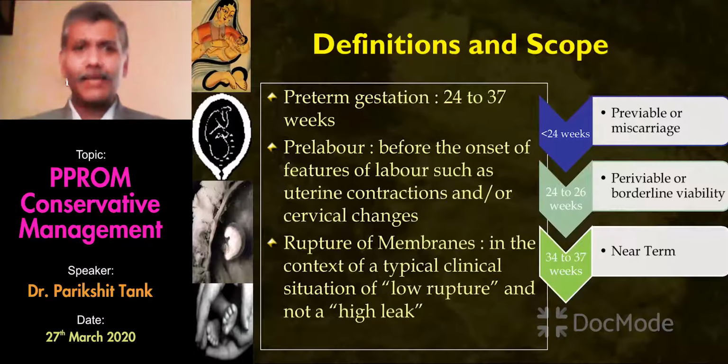The next aspect is pre-labor. It has to be before the onset of features of labor such as uterine contractions or a demonstration of cervical change. Rupture of membranes, when we use that term, the context is a typical clinical situation of a low rupture and not a high leak that one might get post an amniocentesis or a similar intrauterine procedure. So this is the definition and scope of what we are going to discuss.